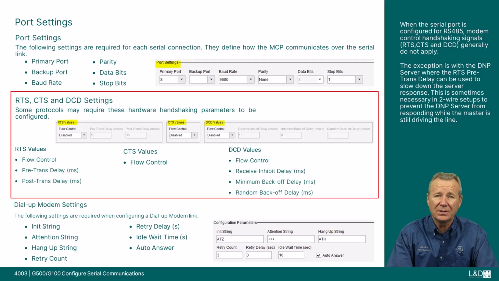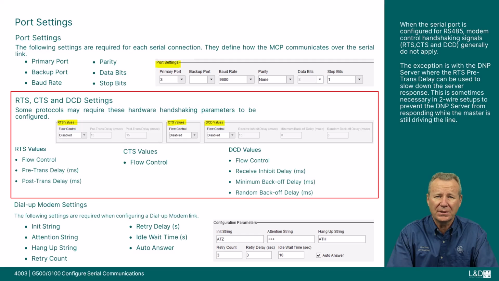For RTS values, flow control specifies whether RTS flow control is enabled. The default is disabled. Pre-trans delay, ms, specifies the time in milliseconds that RTS is asserted before data is transmitted, also known as the RTS preamble. The range can be 1 to 65,535 ms. The default is 15 ms. Post-trans delay specifies the time in milliseconds after data is transmitted that RTS is held asserted, also known as RTS postamble. The range can be 1 to 65,535 milliseconds.